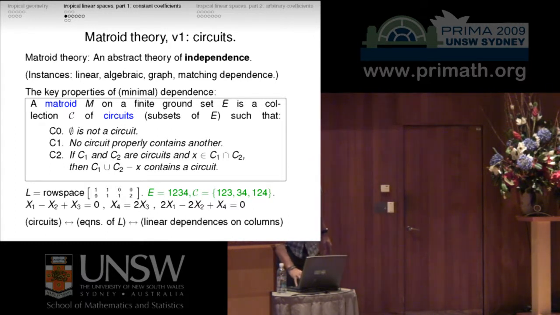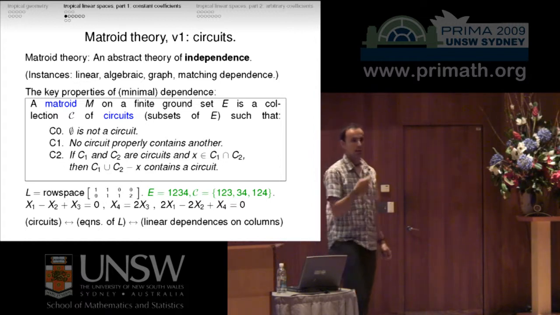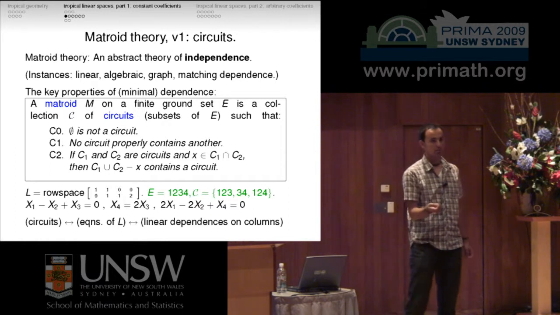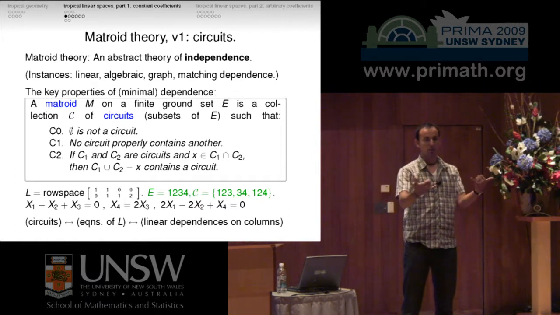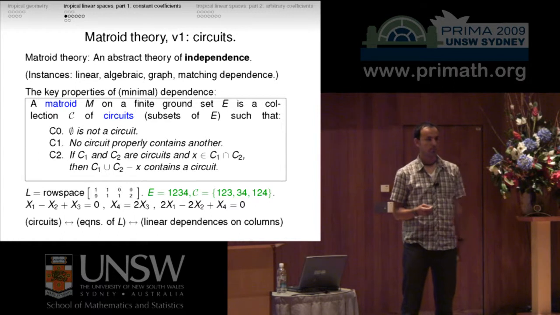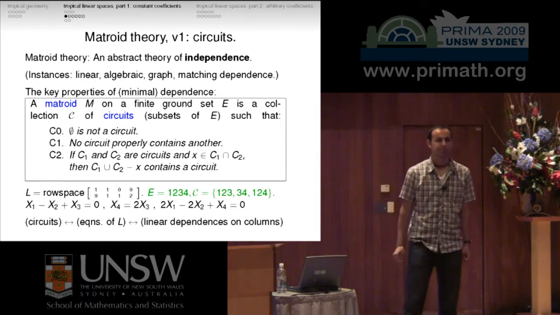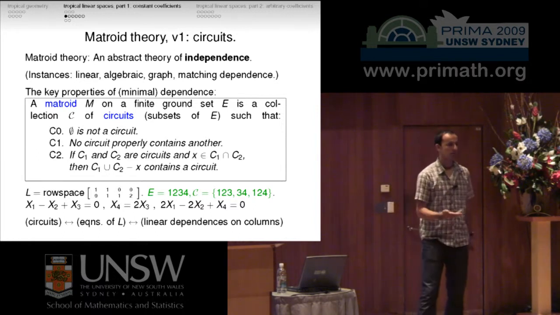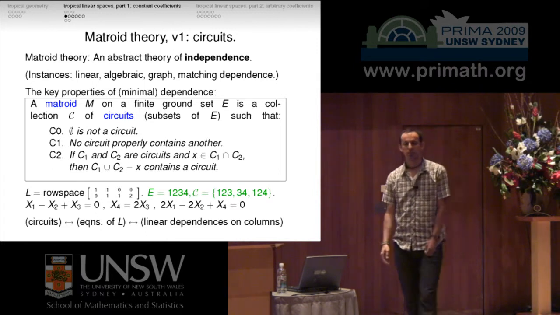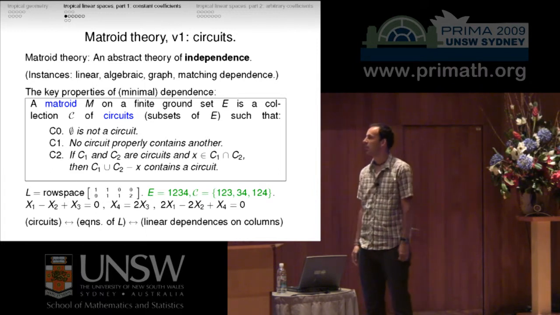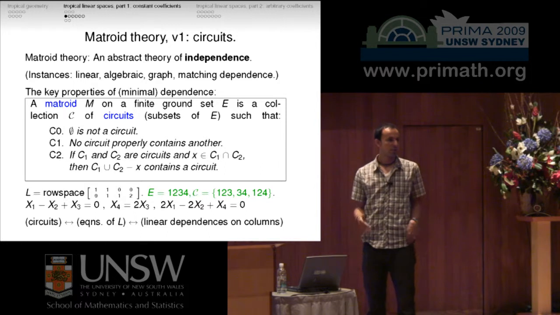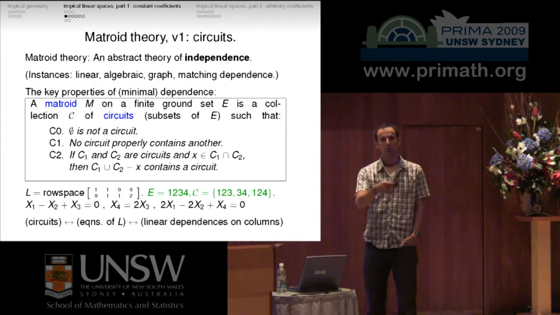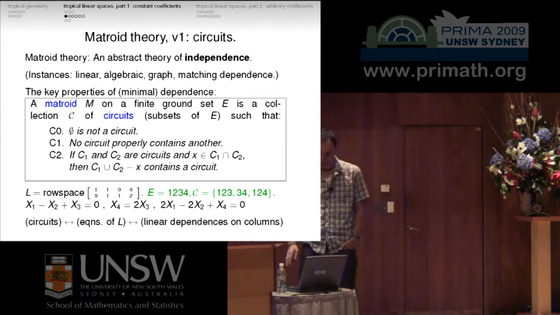You can see this very concretely in the example that we saw before. If you have an equation like x1 minus x2 plus x3 equals 0, and another equation like x4 equals 2x3, and x3 appears in both equations, then you can just take those equations and eliminate x3, and you're going to get a third equation. All of these notions of independence satisfy this very simple property. And so we call something a matroid if it's just a set of circuits that satisfy this simple property.